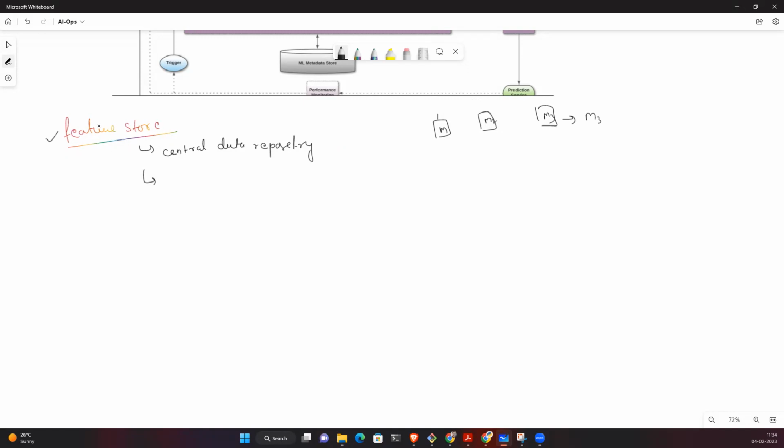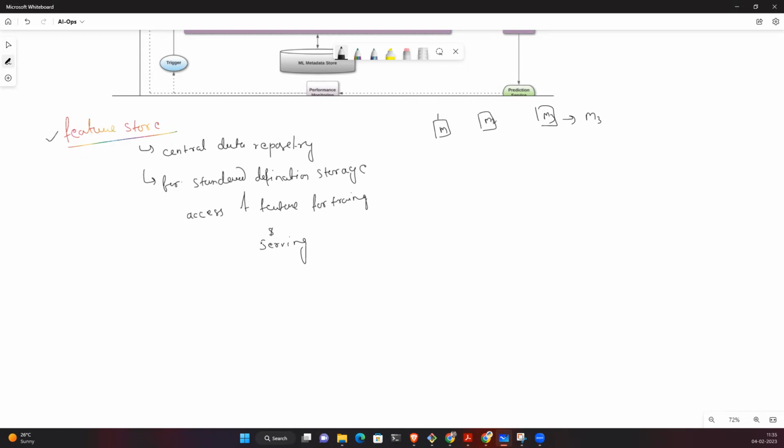So this will be the central data repository. A data repository for what? For standard definition storage, and access of features for training and serving. Okay, this is it. Now we understood the problem, and we gave the solution with the feature store.